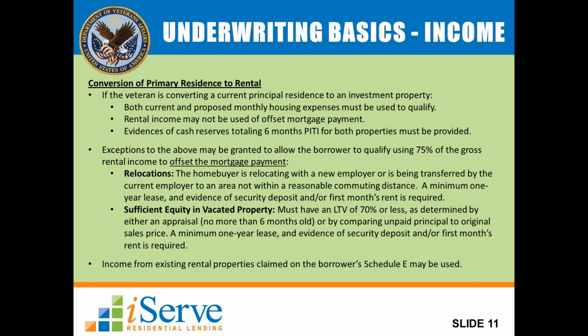Now, in both cases, either the relo or the equity, we're going to want to make sure that they have a renter lined up. So we're going to want to see a minimum 1-year lease and then evidence of the security deposit and/or the first month's rent. Now, keep in mind that this is just for conversion of their current primary residence. If they have any existing rental properties and they show up on the Schedule E, we can use that and give them the appropriate income.